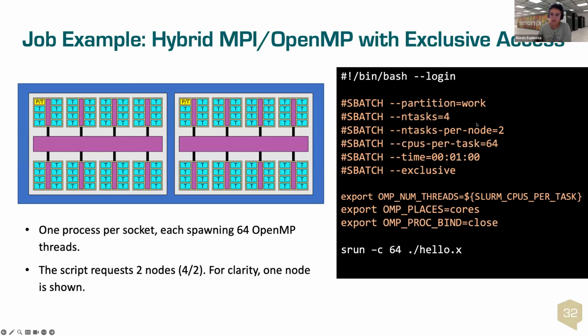This is another example saying that I'm going to do 2 tasks per node and 64 CPUs per task. That means 64 OpenMP threads per task, but 2 tasks per node. So this is the node. These are the 2 tasks that are being assigned, and these are the 64, each of them having the 64 threads working together with the master thread here in OpenMP.